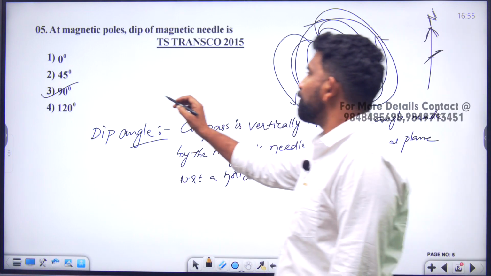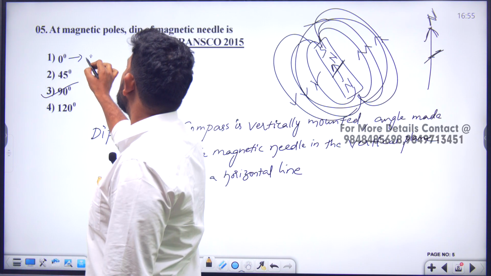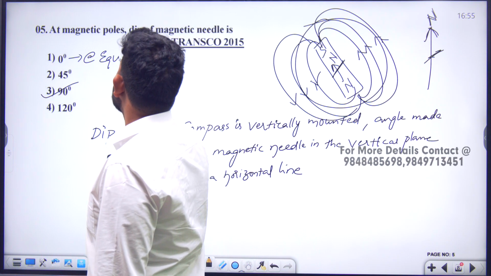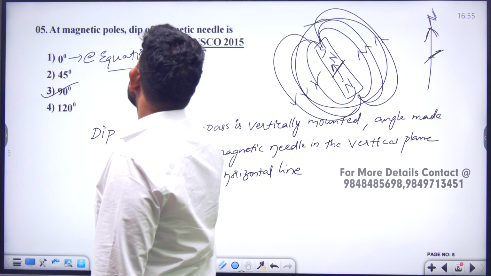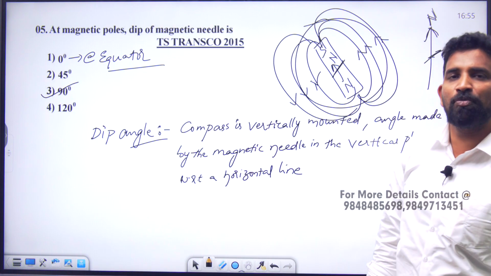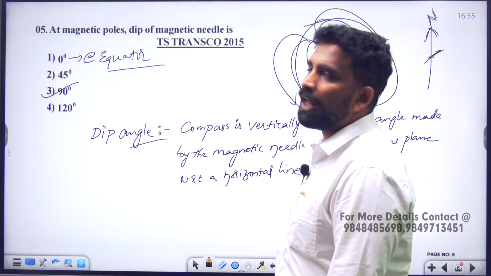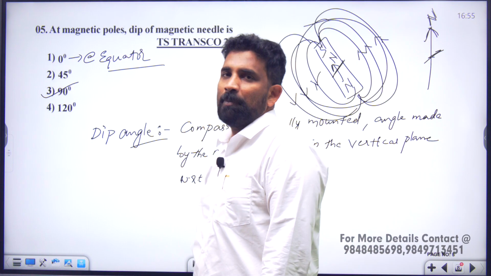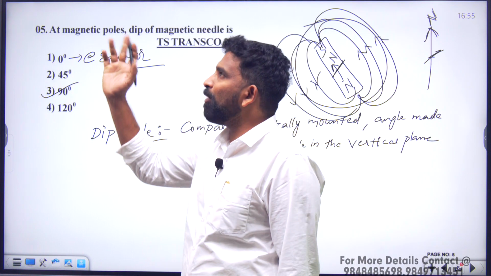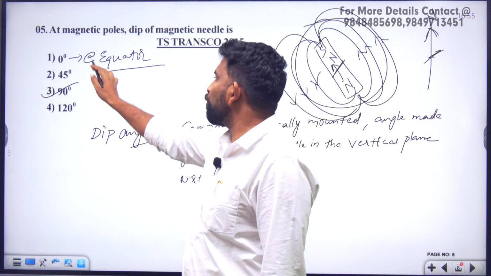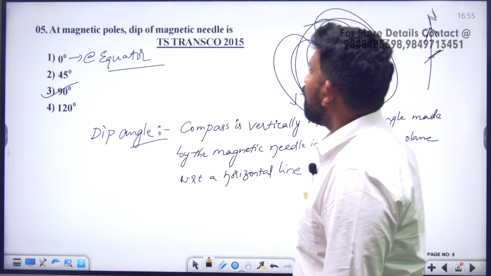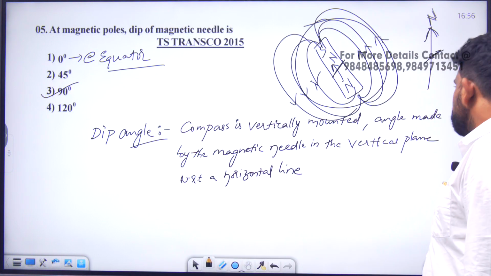At the equator, it will be 0. Because at the equator, it will have the influence of both north and south, so it won't have any dip angle. It won't make any move, because it will have the influence of both the poles. So now let us see the next question.